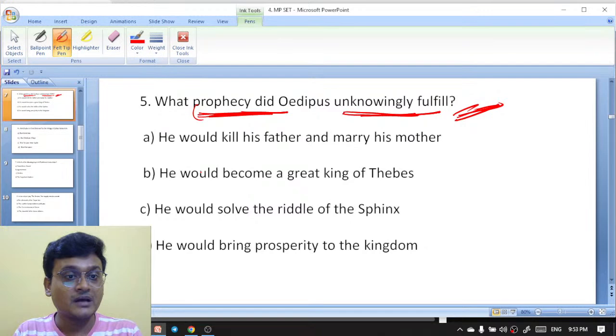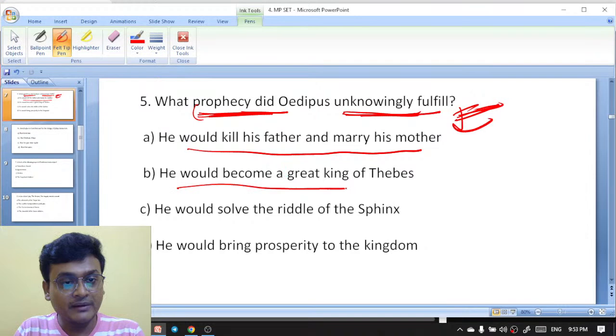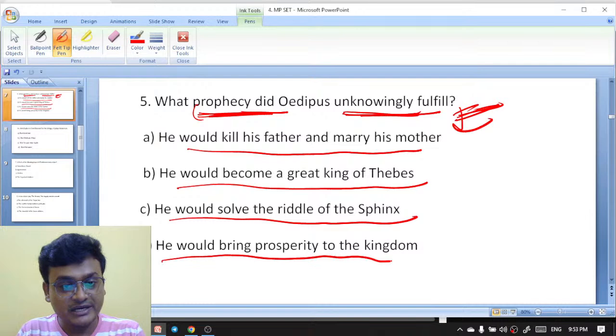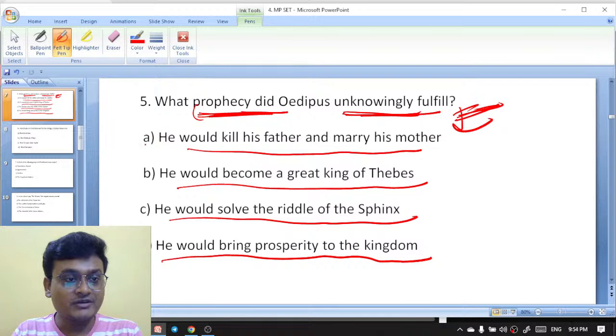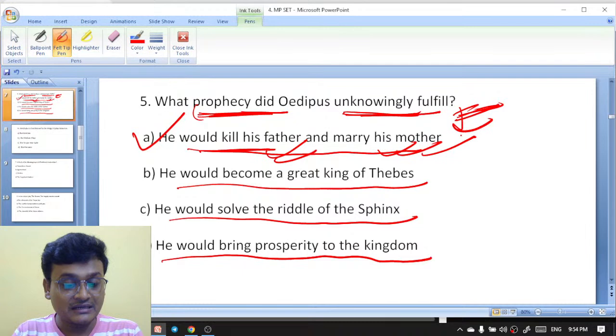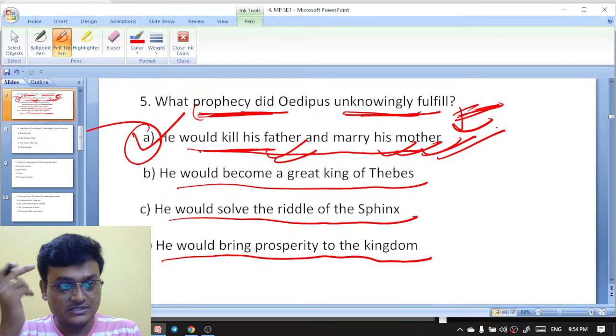So what prophecy did Oedipus unknowingly fulfill? He would kill his father and marry his mother. He would become a great king of Thebes. He would solve the riddle of the Sphinx, or he would bring prosperity to the kingdom. Excellent, Swati and Rao. It is the prophecy that one day he will kill his father and marry his mother. So A is the right answer.